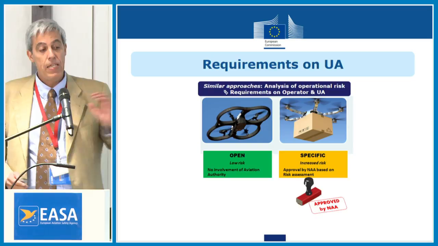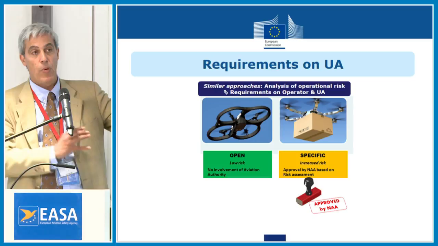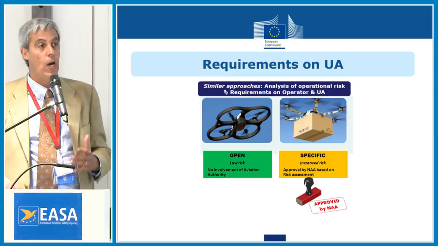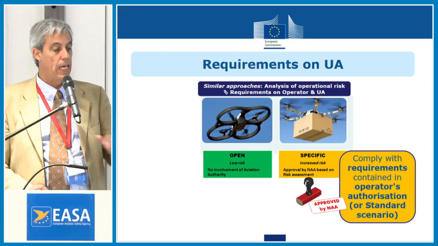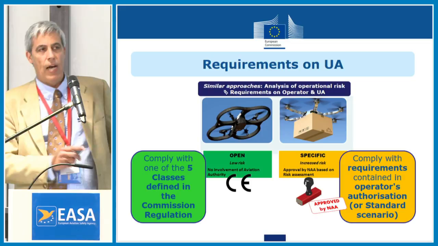Now, in the open category, we say we don't need prior authorization. So to ensure the compliance of the product used with the requirements of the scenarios in the open category, we needed another process. And in fact, we use a process which already applies to drones, which is the CE marking, because there is already a number of technical requirements applying on the drone and for which the manufacturer has to apply the CE marking. So we use the CE marking to ensure the compliance basically with the requirements you find in Appendix 1.